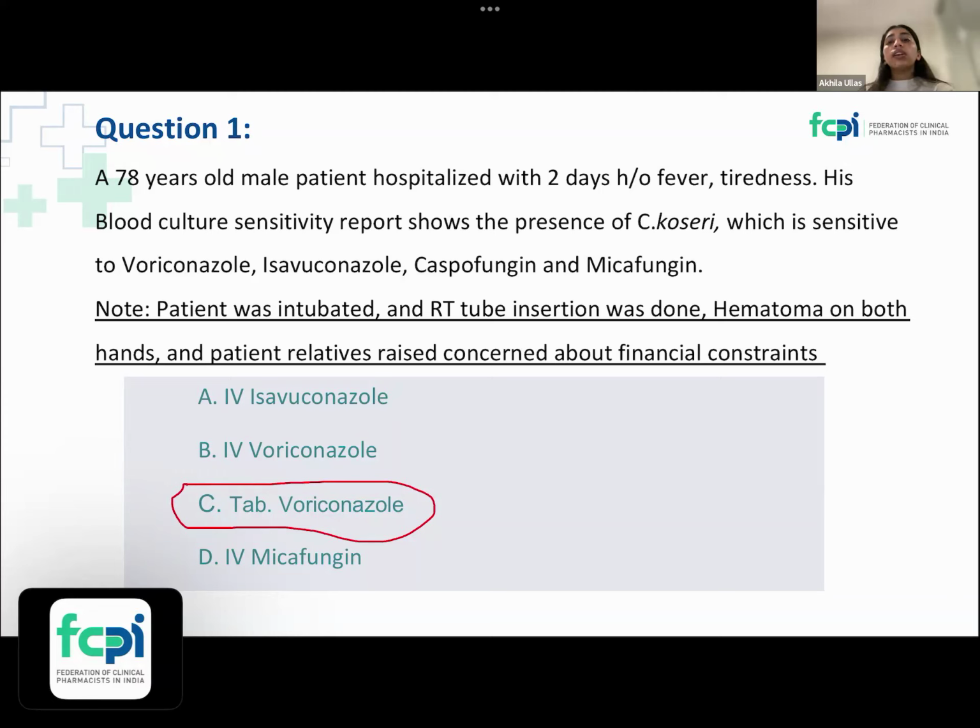And if you come to the price of the medications, IV voriconazole is in the 5,000 range, and tab voriconazole you will get for some 2,000 or something. You will get 4 tablets. So if you're facing any such incidents, you need to think about the patient's financial state and the patient's physical state also. So this is the one case.